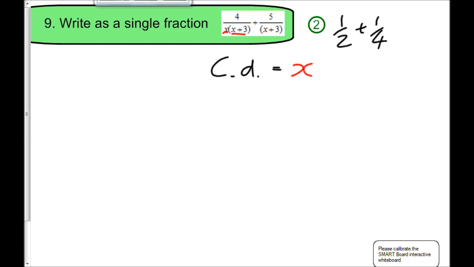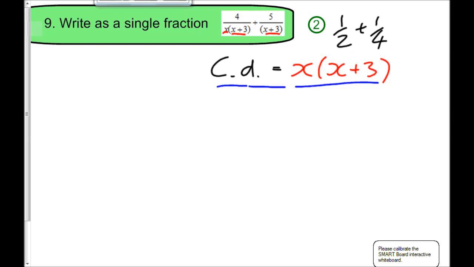We also have an x plus 3 in both. Now, because it's in both, we only need to include it once. So we need an x plus 3 in our common denominator, and there is nothing else. Okay, that is accounted for everything in those denominators. So now we have x times x plus 3 as our common denominator. So that's what we want for both of them.